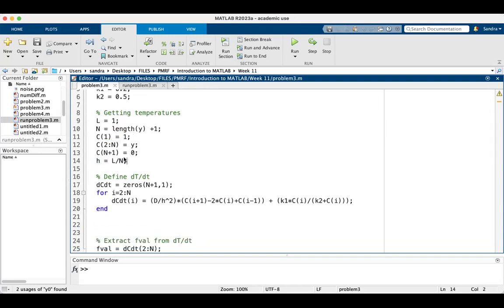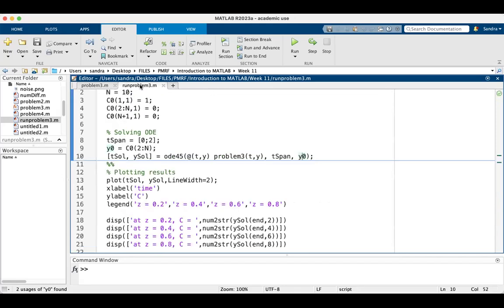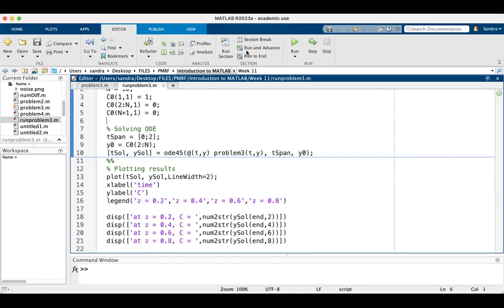H is nothing but L divided by N. First, I declare all dc dt to be zeros. Then I run the loop from 2 to N, because 1 and N plus 1 are already there with me. That is given by the central differencing formula here. And what do I extract out of dc dt? dc dt has n plus 1 equations, out of which only 2 to n is what I require to give us an output. So this goes here, and I'll solve the ODE solver.